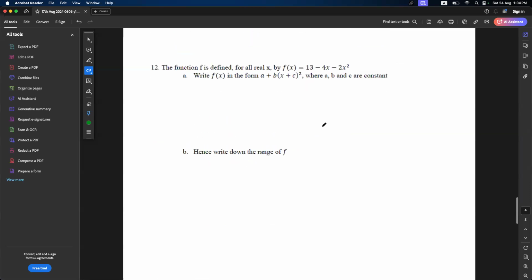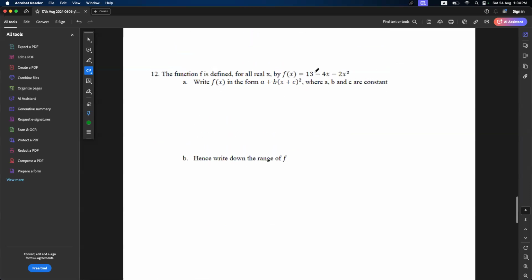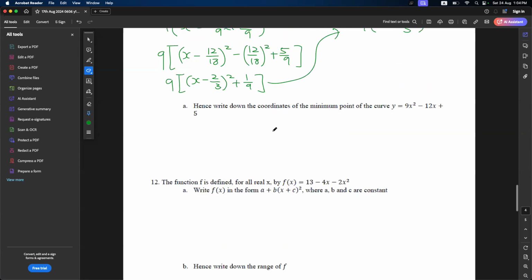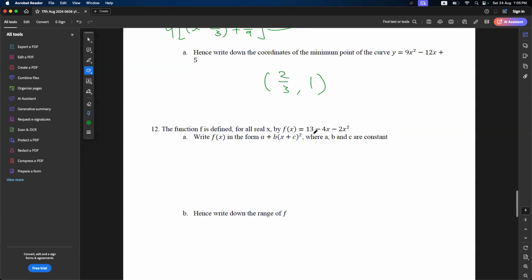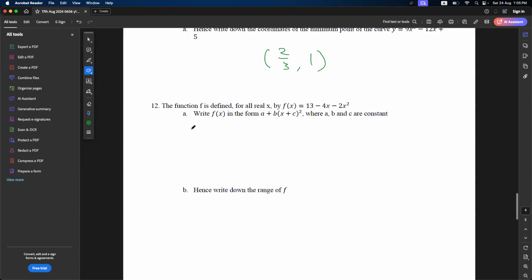Alright, listen up. In this next question, by the way, the minimum point is supposed to be 2 over 3 and 1, right? In this question, what we need to do is rearrange, so it becomes negative 2x squared minus 4x plus 13.